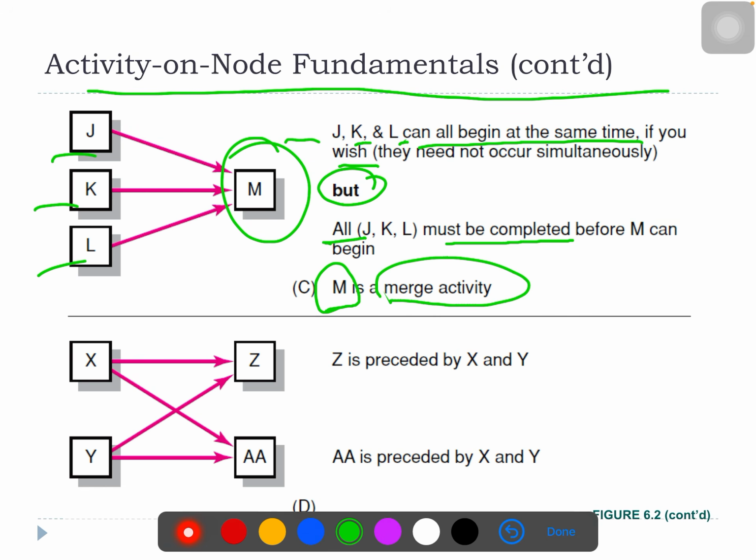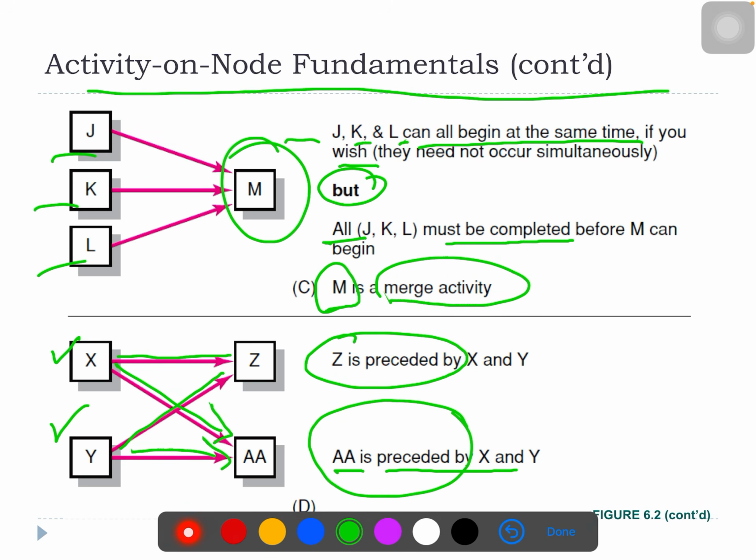For this kind of network, Z is preceded by X and Y, because the arrows of these 2 arrows come from X and Y. AA is preceded by X and Y, because the arrows point out from X to AA and from Y to AA. This is how we call it preceded.